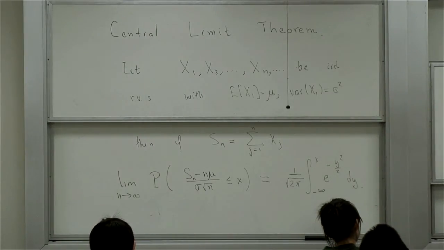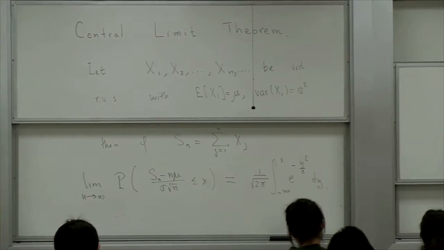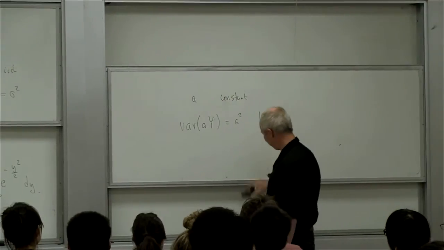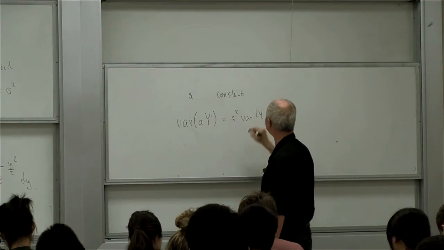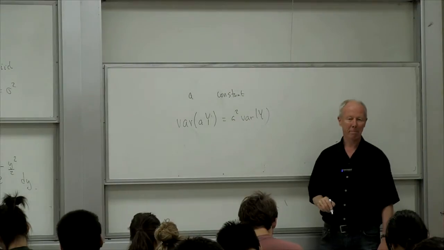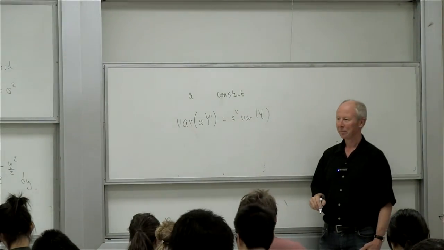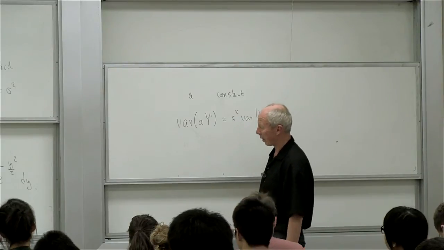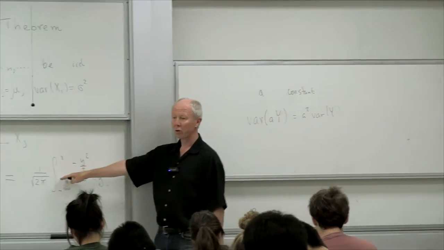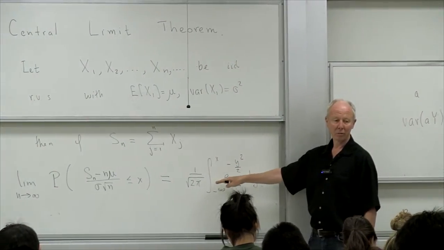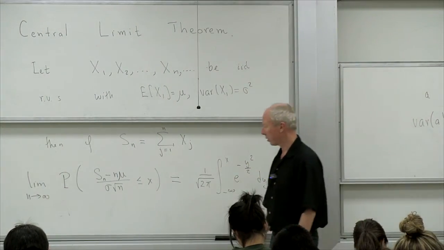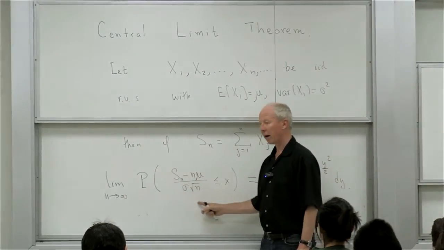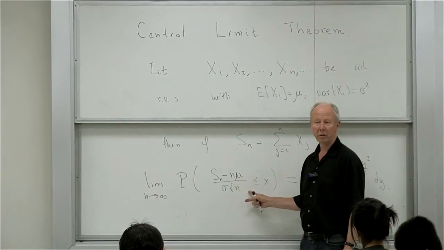So I see somebody's puzzled about this. Is that supposed to be for variance? Oh, I see why you're puzzled. Okay, thanks. Okay, this is the distribution function for the normal random variable with mean 0 and variance 1. So in other words, this guy asymptotically has a normal distribution with mean 0 and variance 1.